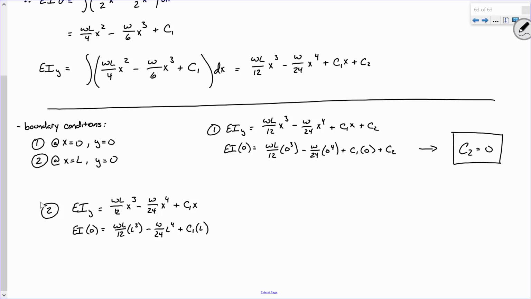Now, one check to see whether or not you're doing this right is this, okay? Let's grunt this out a little bit. So over here on the left, EI times 0 is 0, right?